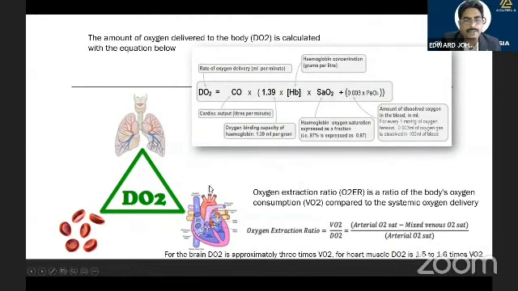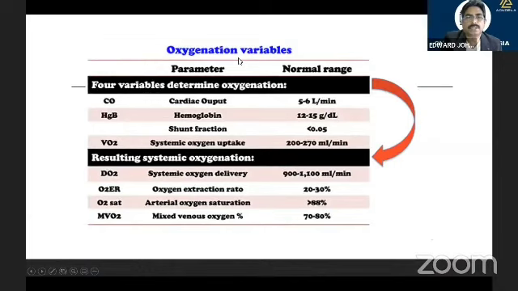So, for oxygen delivery, what are the important things? The oxygen has to be captured from the lung and transferred by the hemoglobin, and by the cardiac pump it has to reach the tissues. So your hemoglobin and cardiac output are more important for oxygen delivery. These are the oxygen variables: cardiac output 5 liters, hemoglobin 12 to 15, systemic oxygen uptake 250 ml per minute, oxygen delivery 1000 ml, extraction ratio 25%, arterial oxygen saturation more than 90, and mixed venous saturation 75. So, these are the normal values.